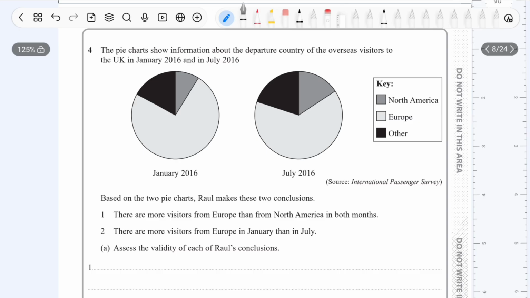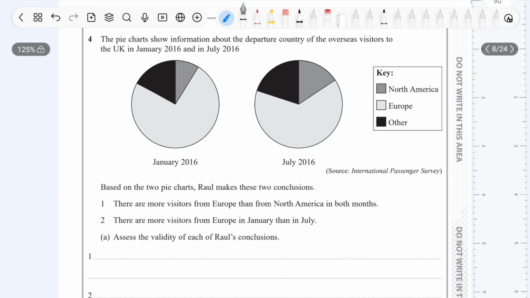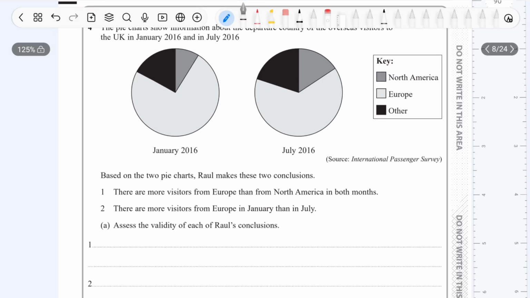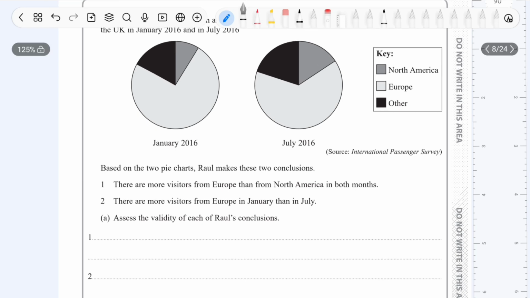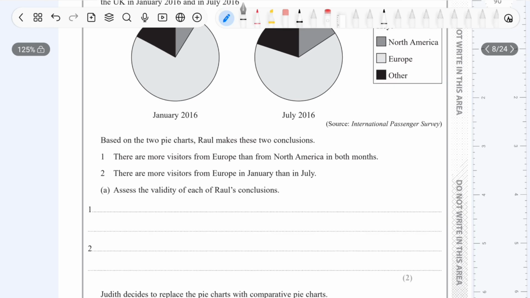Question 4. The pie charts show information about the departure country of the overseas visitors to the UK in January and July of 2016. Based on the 2 pie charts, Rule makes these two conclusions, that there are more visitors from Europe than from North America in both months, and that there are more visitors from Europe in January than in July. Assess the validity of each of his conclusions.